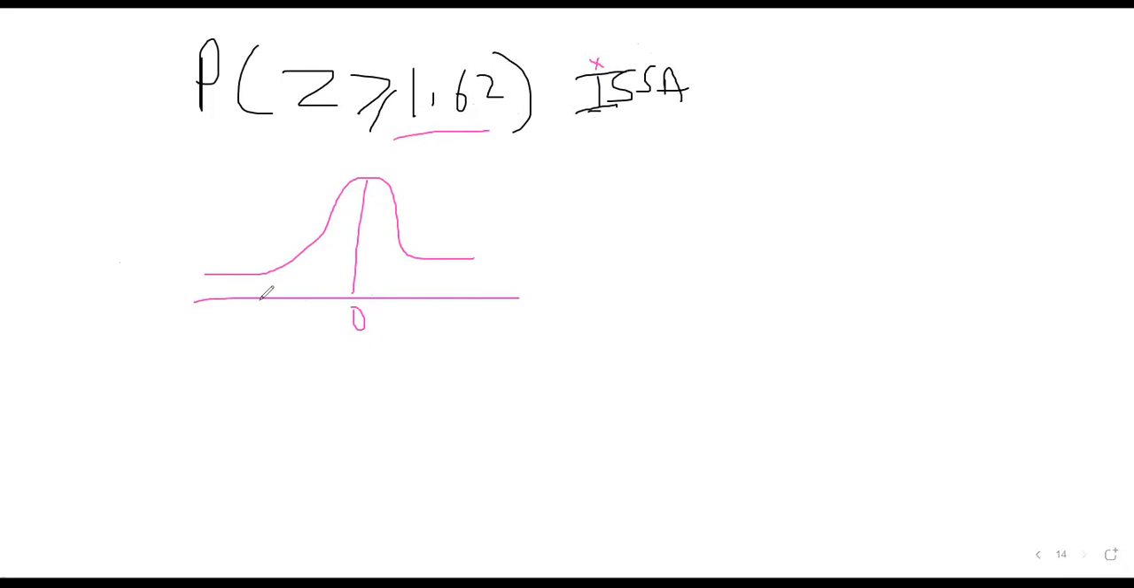Is it on the left side of 0 or on the right side of 0? It's a positive number, so we can't put it this side. So put it here, 1.62. It's on the right. Then we put our divider. So now step 2, shade. What determines the shading? The sign. It is here, greater. Greater means shade to the right.